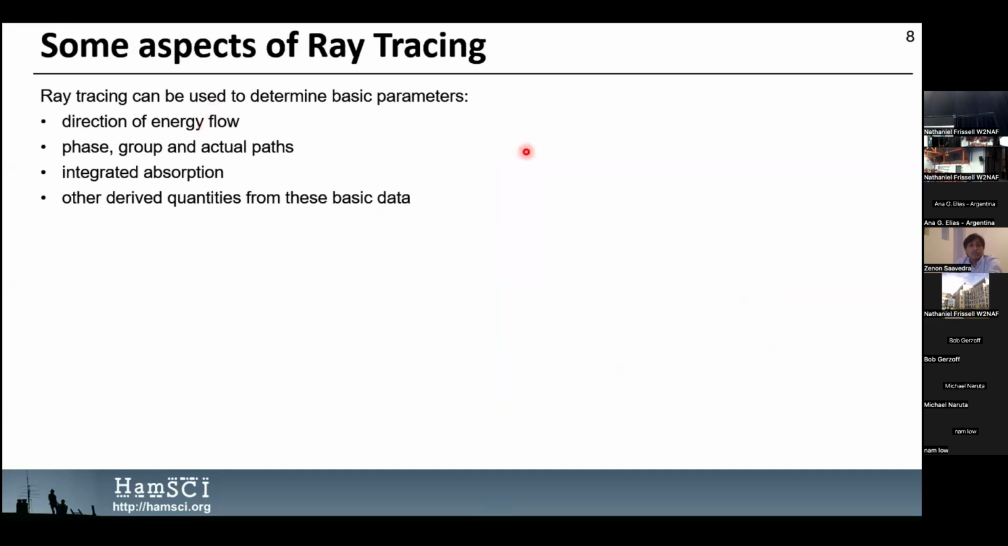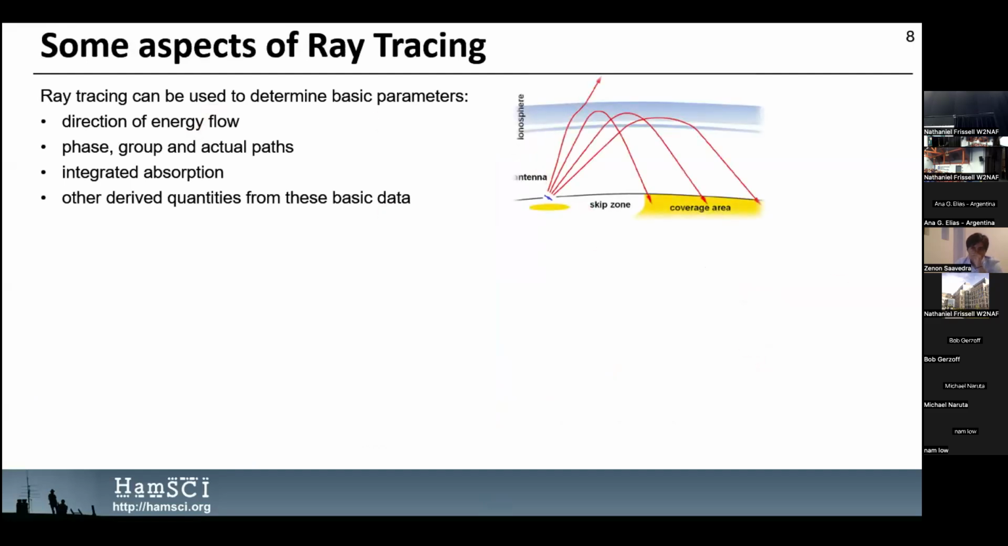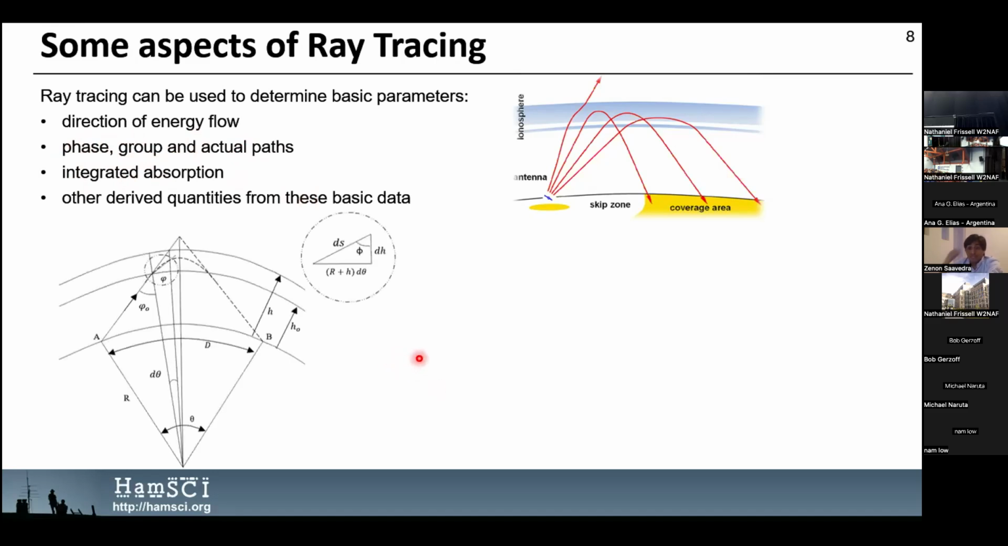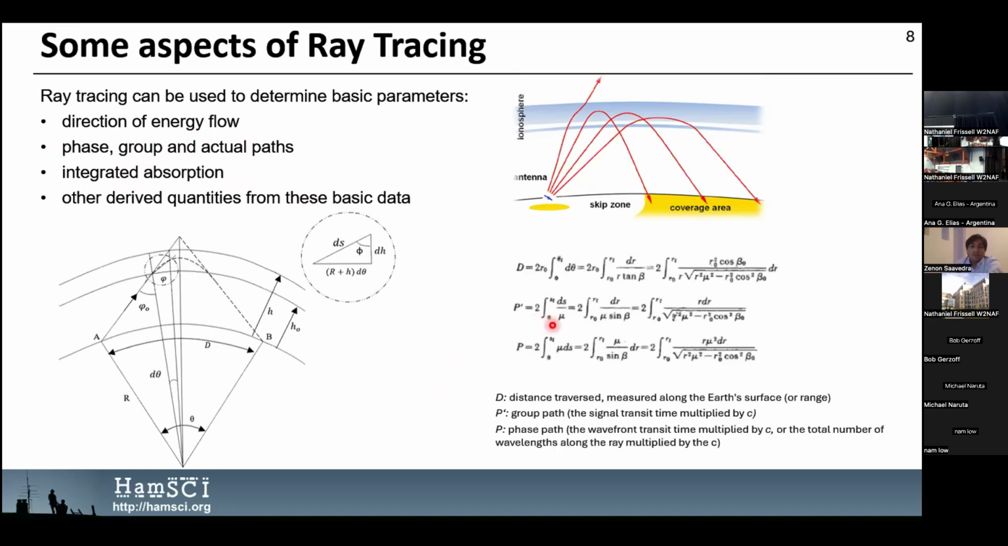Okay, some aspects of ray tracing. Ray tracing can be used to determine basic parameters, for example, direction of the energy flow, phase, group, and actual paths, integrated absorption, delay in the propagation, and other parameters. To obtain these parameters, we have to resolve a group of integrals, where the key parameter in this case is the refractive index. And this refractive index belongs to the ionosphere in this case.